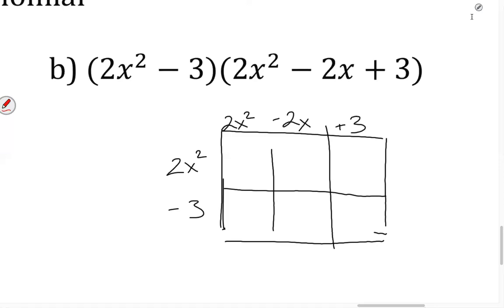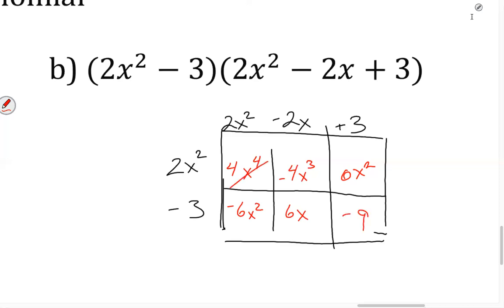Then I'm going to do 2x squared times 2x squared. That's 4x to the fourth. 2x squared times negative 2x is going to be negative 4x cubed. 2x squared times 3 is going to be 6x squared. Negative 3 times 2x squared is going to be negative 6x squared. Negative 3 times negative 2x is going to be 6x. Negative 3 times 3 is going to be negative 9.